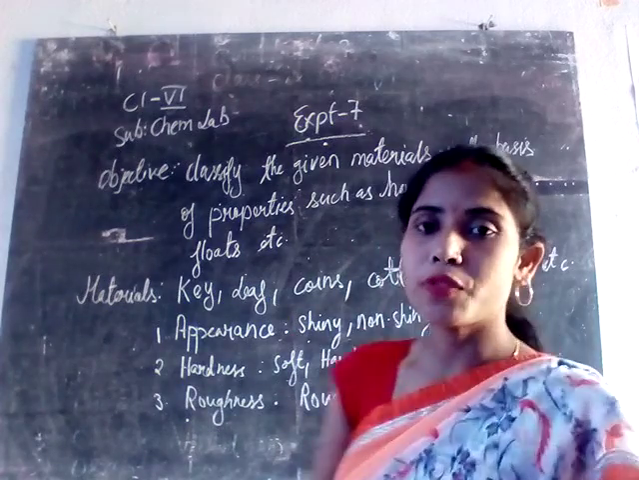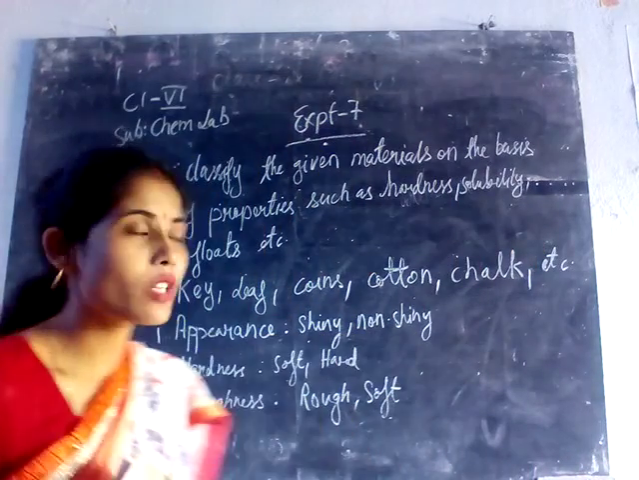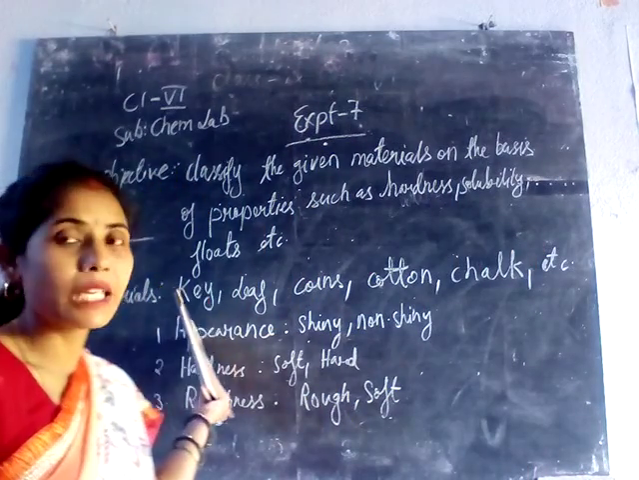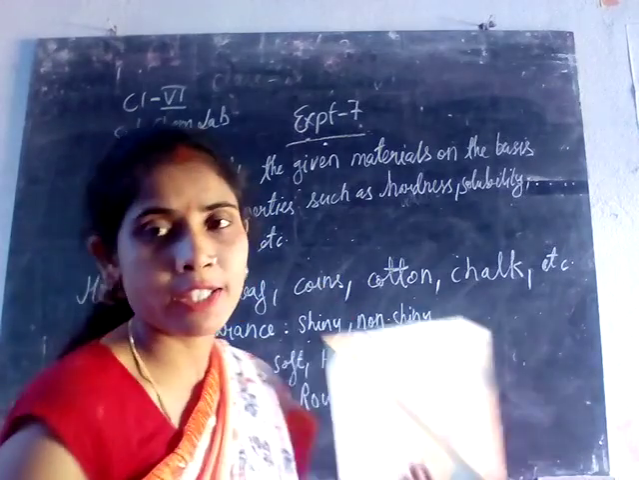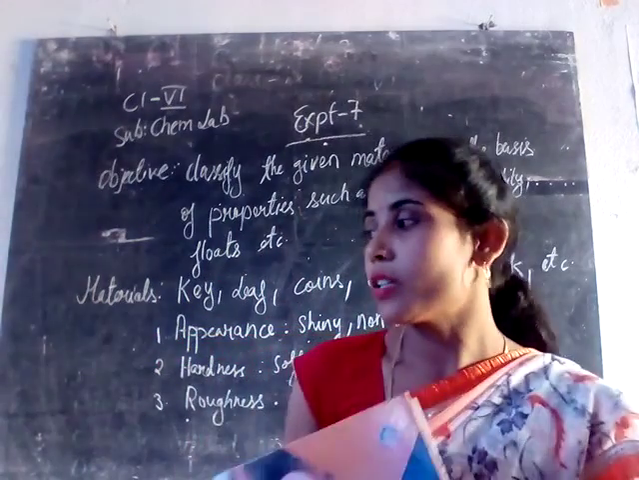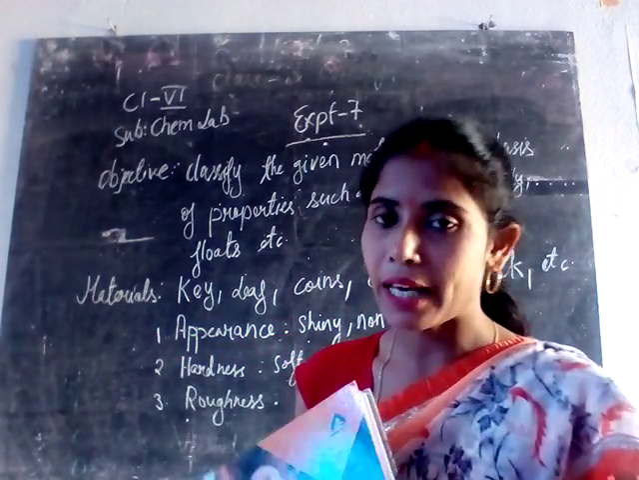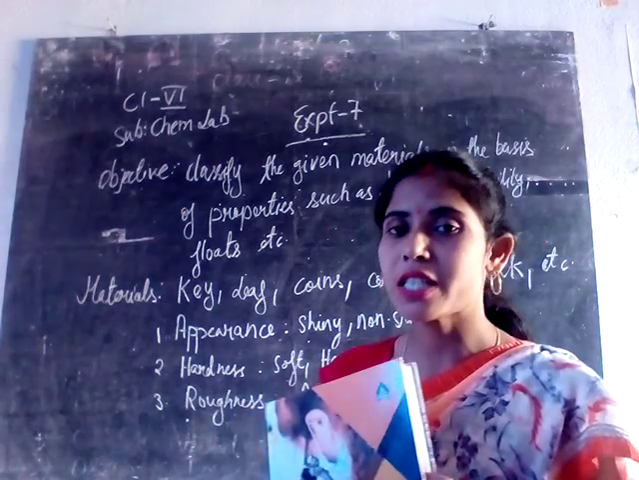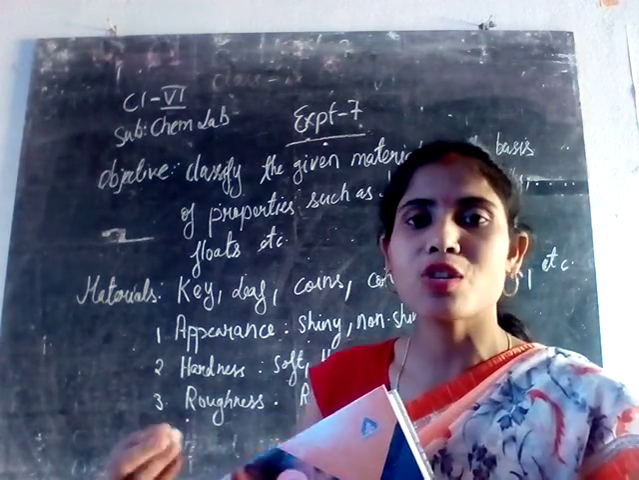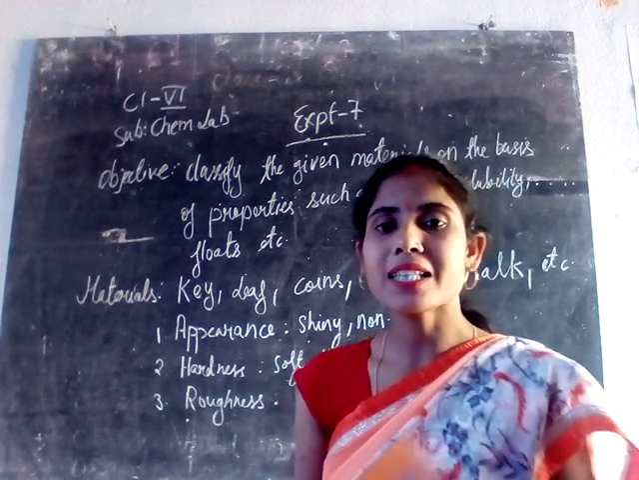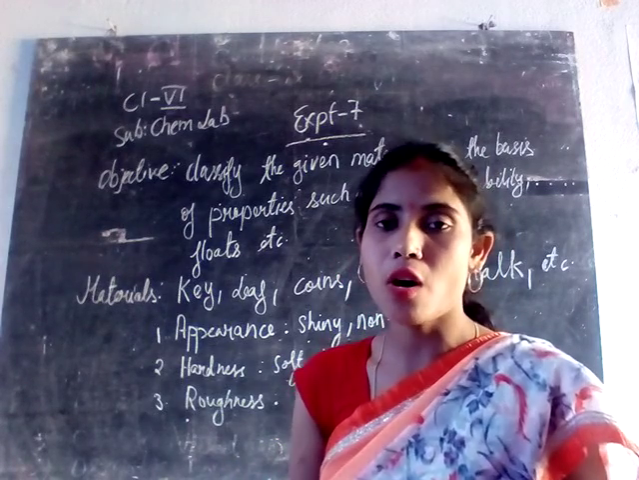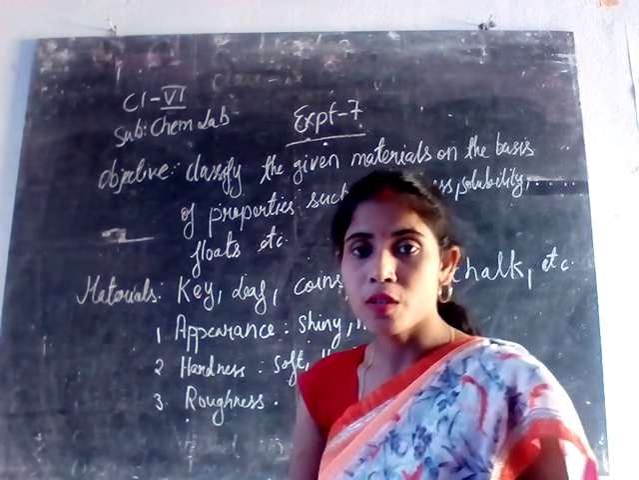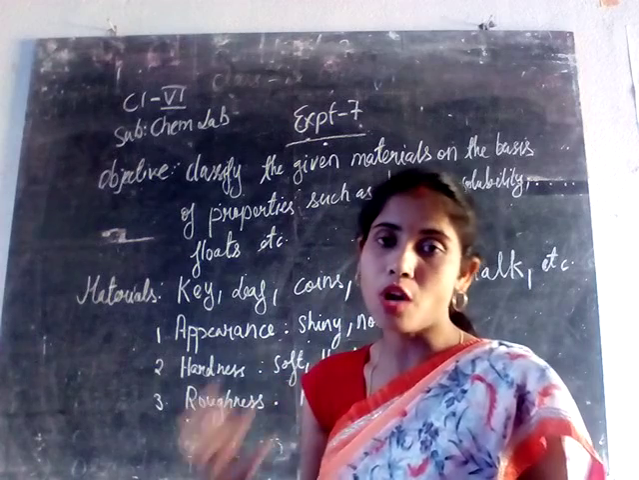To perform this activity, the materials required are these. You can take a key, leaf, coins, cotton, chalk, and nails also. All these things you can take to perform the activity. This is quite a simple activity which you can perform at home by collecting different materials which are hard, soft in nature, which float in the water, which are soluble in water.